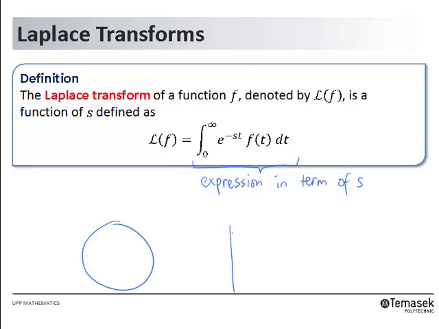Let's describe it in a diagram. Let's say lowercase f(t) is here. Laplace transform will bring f(t) to a new function. Let's call it uppercase F(s). Now we can view Laplace transform as a function that takes input lowercase f(t) and gives an output uppercase F(s).